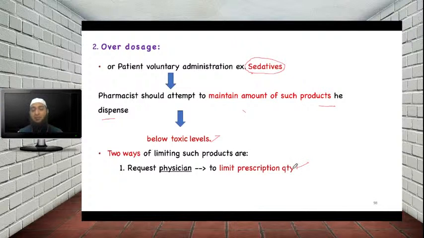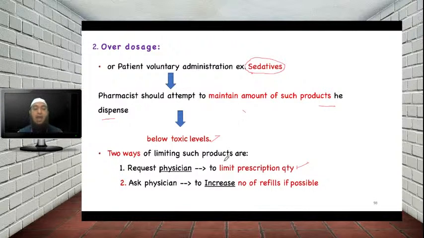If that is the case, you can inquire whether you have already purchased medicine from somewhere else. If that is the case, you should not dispense the medicine. So you can request the physician to limit the prescription quantity. So you can dispense medicine to the extent which does not produce toxicity to the patient. Likewise, you can ask the physician to increase the number of refills if possible.